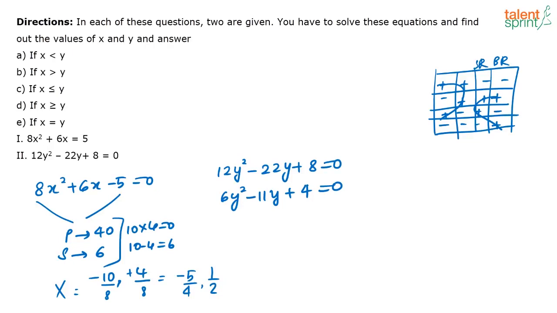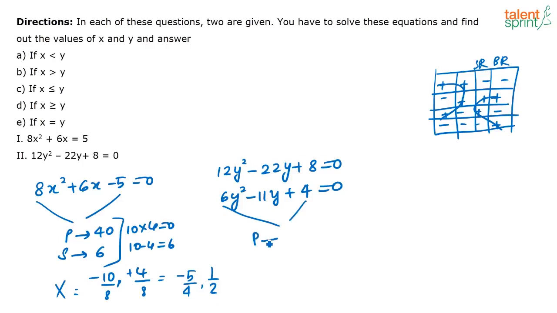Okay, let us check. 5 by 4 minus 1 by 2. You are having a plus here and a minus here, correct? So plus minus means smaller root is plus and bigger root is minus. So what is the smaller root here? 1 by 2. So that is plus and the bigger root is minus 5 by 4.